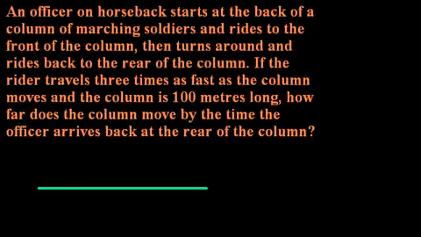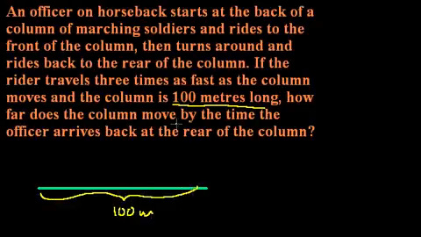Okay, so that's the column of soldiers right there. And the problem tells us that it's 100 meters long. So this distance right here is 100 meters. And it's moving with some velocity, let's say to the right. So I'm going to just call it v. We'll have to stay abstract there because it doesn't tell us the velocity.